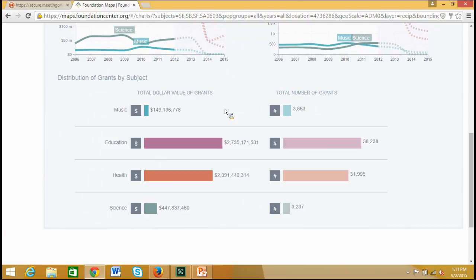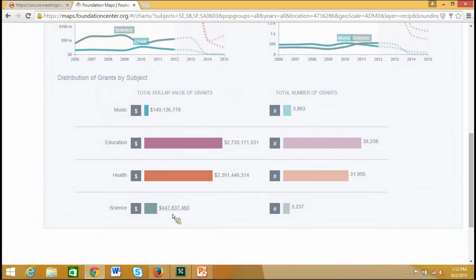So in the left column, we've got the dollar volume of the grants. So you can see here that education outpaces health by a bit, and they both are a lot more in dollars than the science funding, and music is even smaller. And you can see that the number of grants actually kind of reflects that. So the average grant size is basically, it's not like a couple of giant grants that threw off this basic scale.